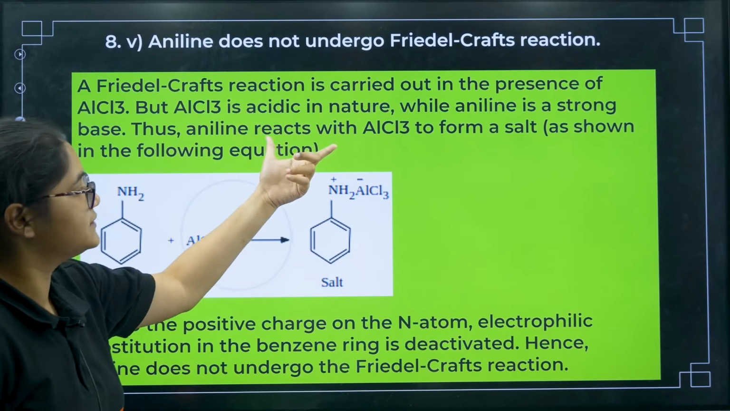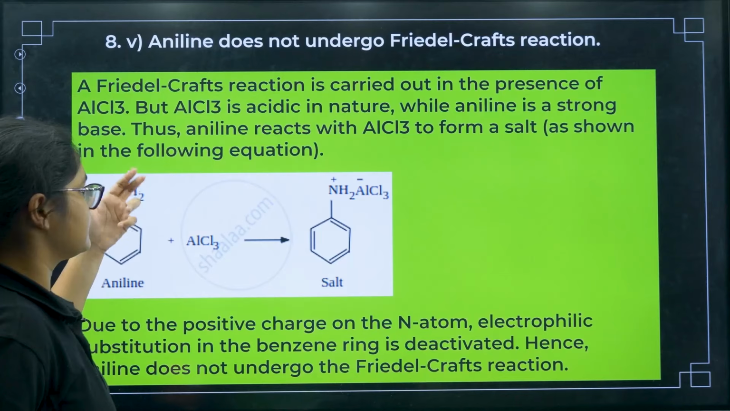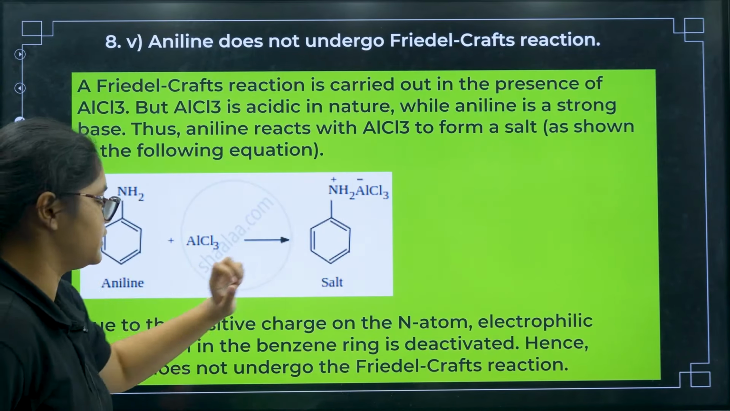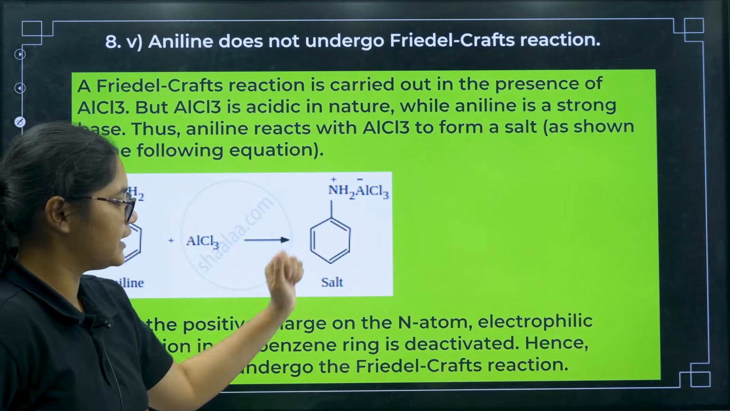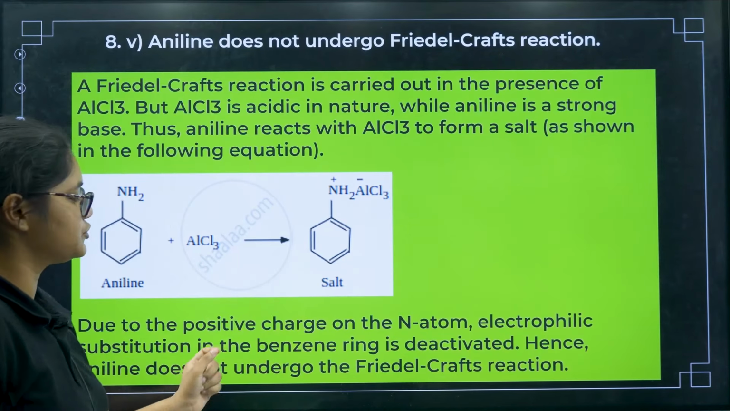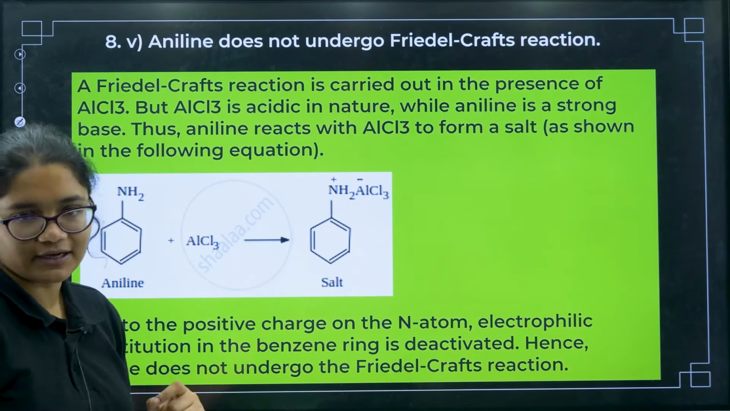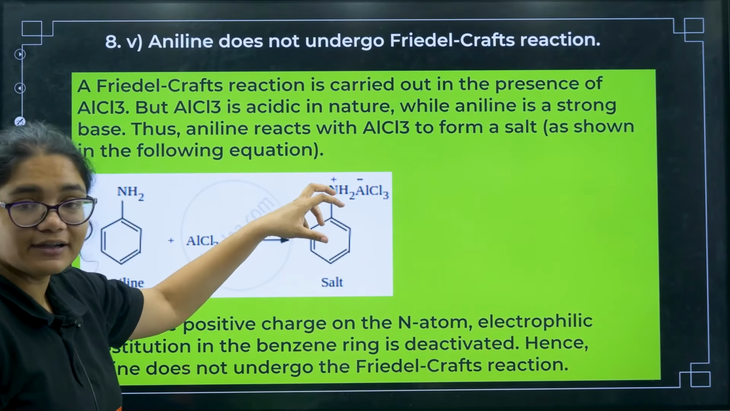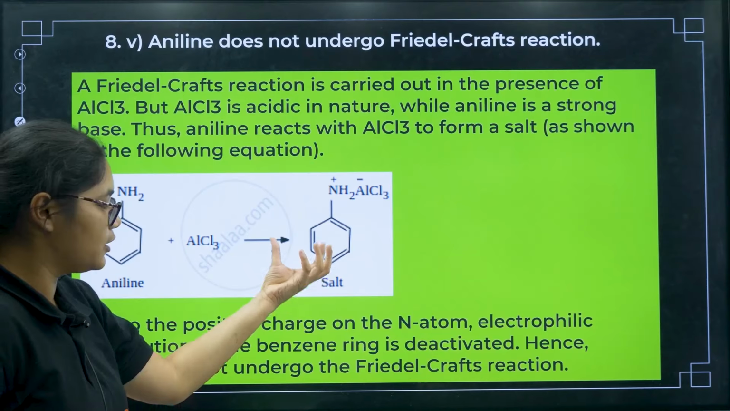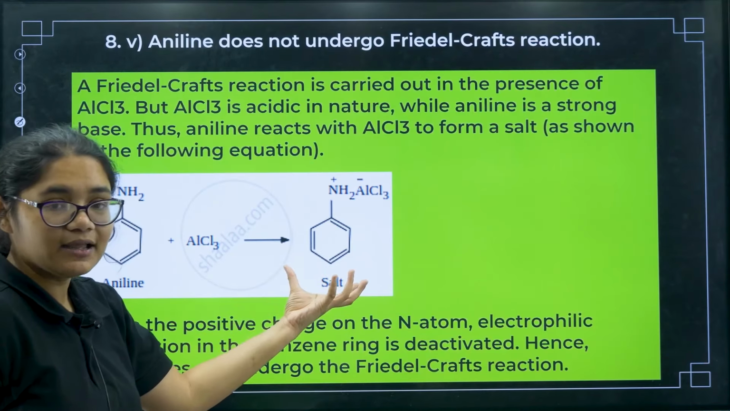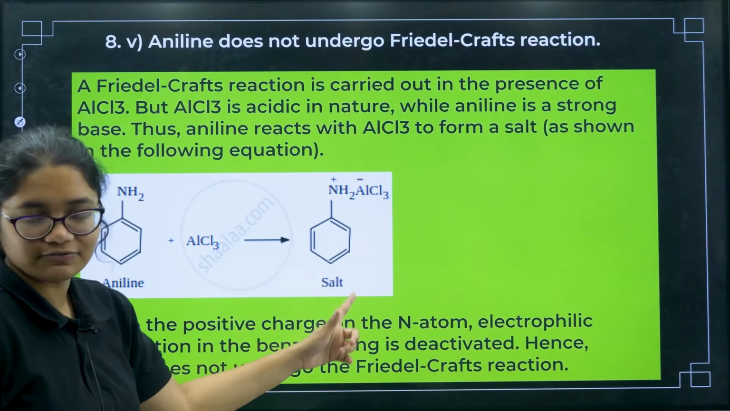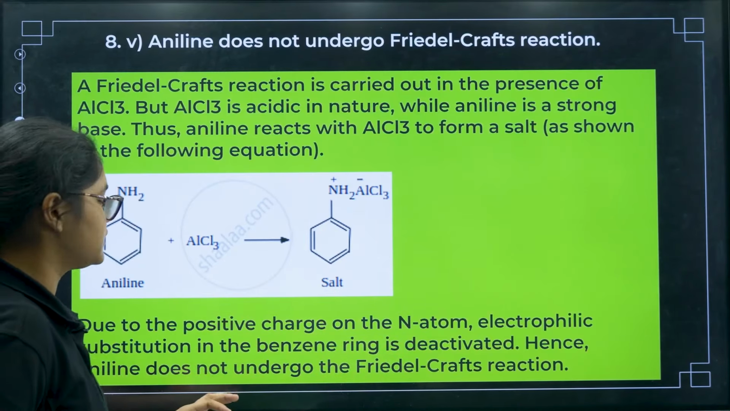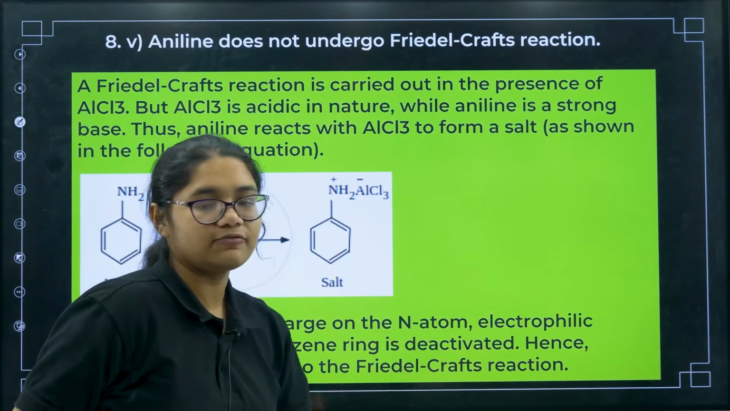AlCl3 is a Lewis acid while aniline is a strong base. Thus aniline reacts with AlCl3 to form a salt, okay. This salt is formed here. Due to the positive charge on the nitrogen atom, electrophilic substitution in the benzene ring is deactivated. Are you understanding what is happening? This is a plus charge, right? Now it is deactivating the ring. If it is deactivating, then the ring is becoming electron deficient. If it is electron deficient, it won't react with another electrophile. So that is what is happening, it does not undergo Friedel-Crafts reaction.